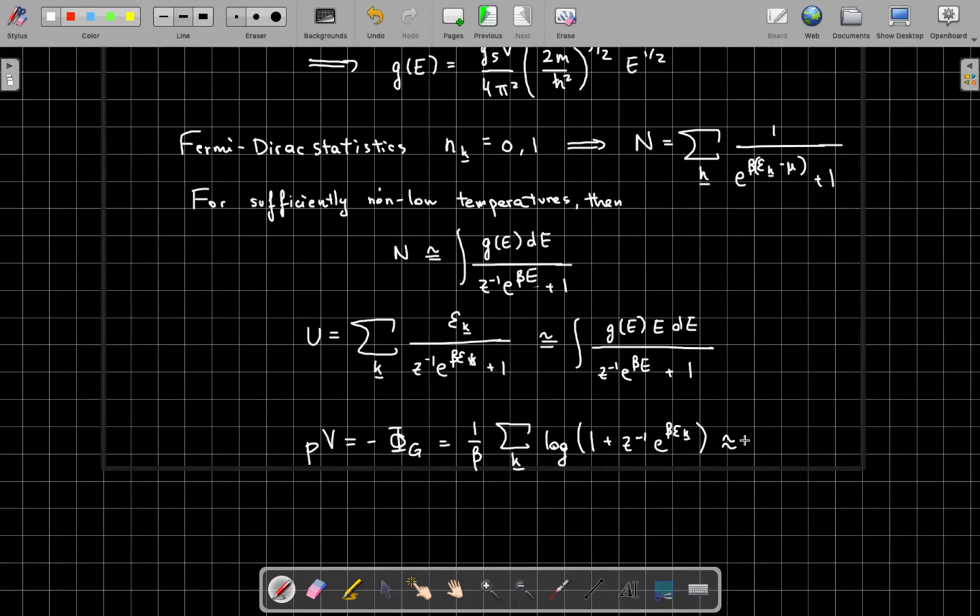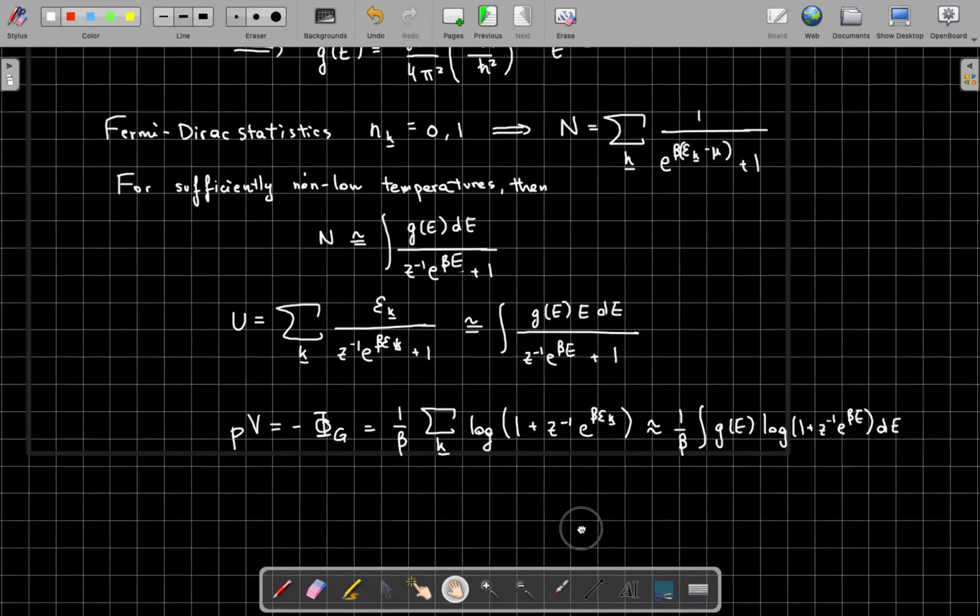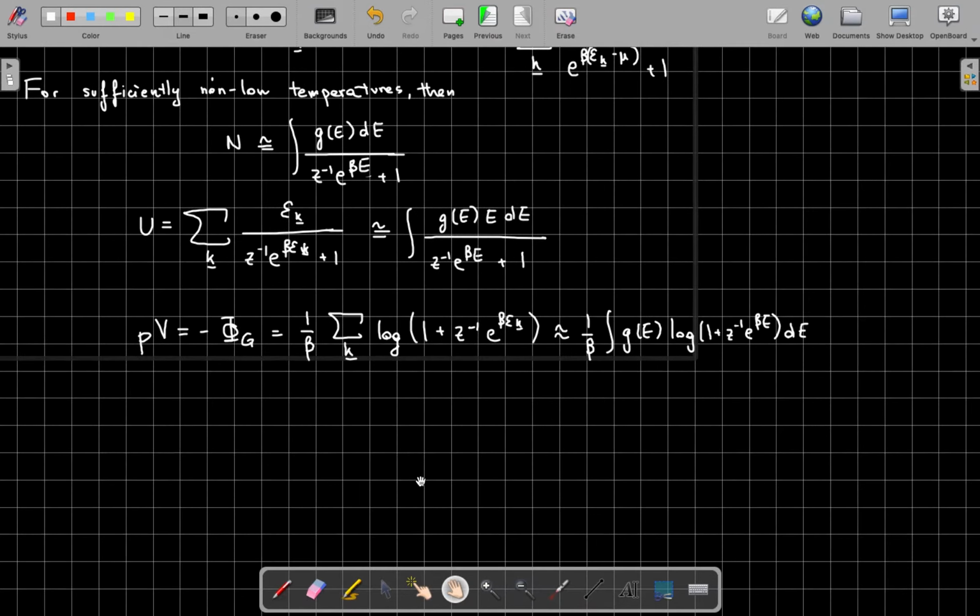We couldn't do this density of states thing with the grand canonical partition function itself, because that is a product and you can't approximate a product with a sum or an integral. So this is 1 over beta integral of g(E) log of 1 plus z to the minus 1 e to the beta E dE. Right. So these are going to be the 3 main quantities that we will be interested in.